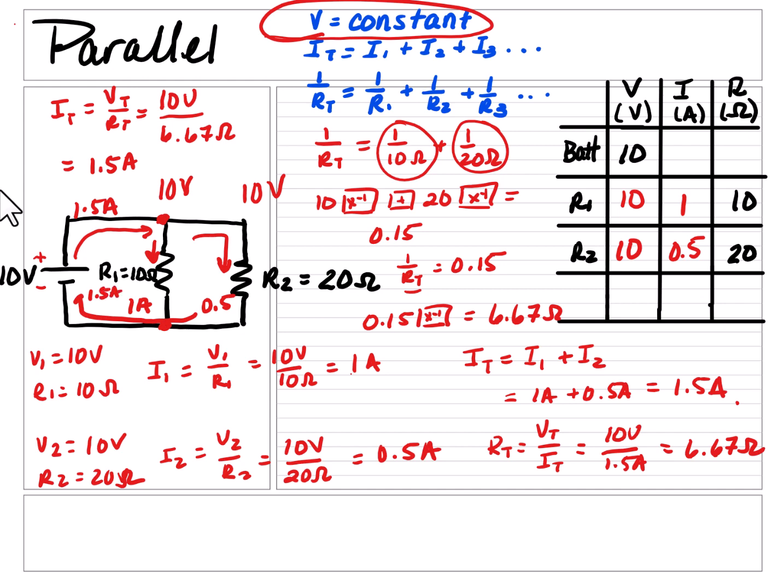The reason resistor 2 has less current than resistor 1 is there is more resistance in R2, which is 20 versus 10. The definition of a resistor is to oppose the motion of current. The higher the resistance, the more it opposes the current, so the current will be less.